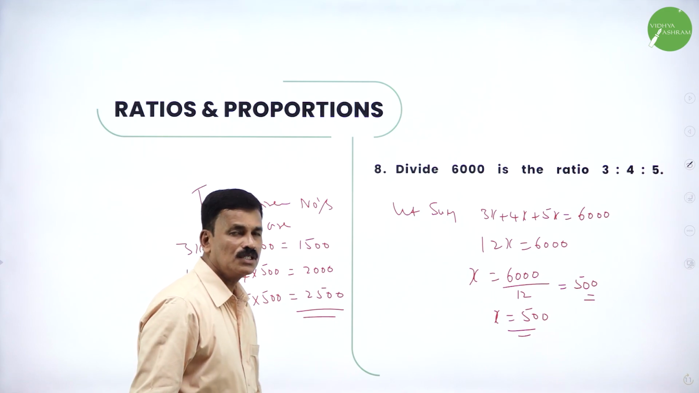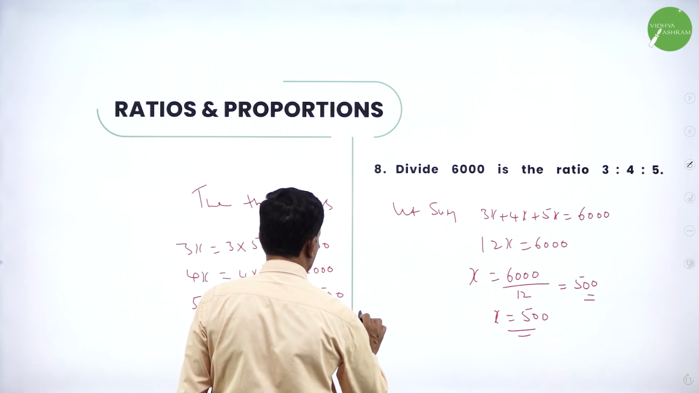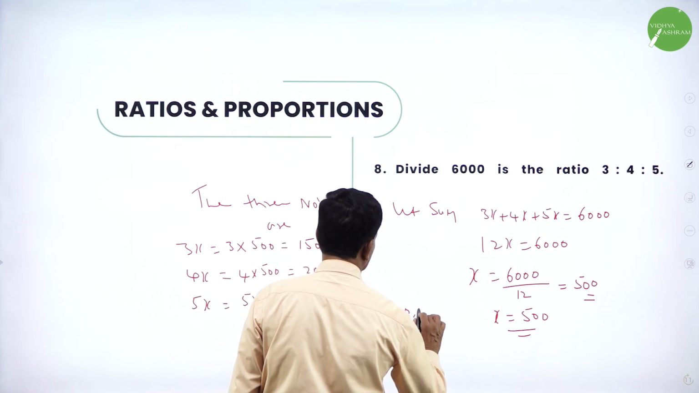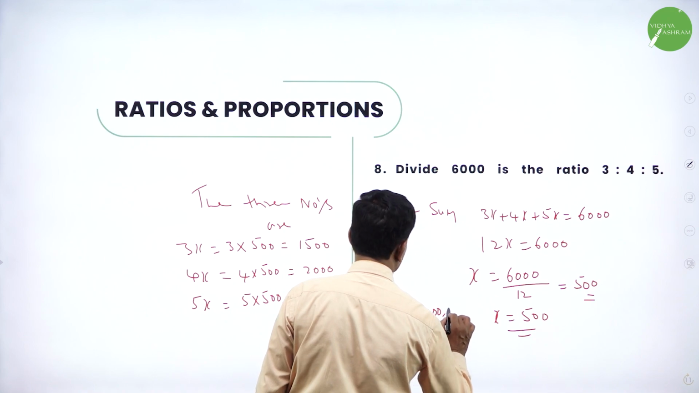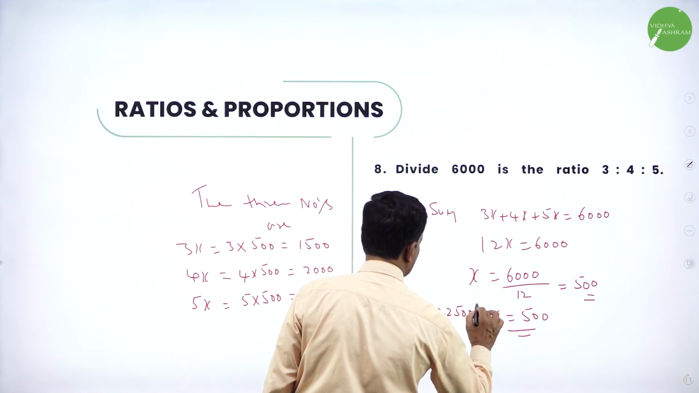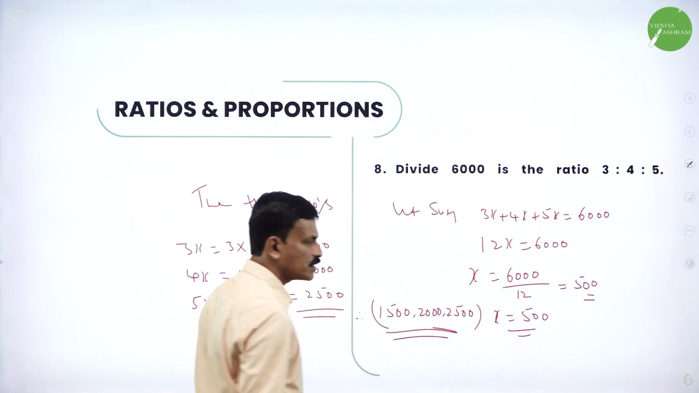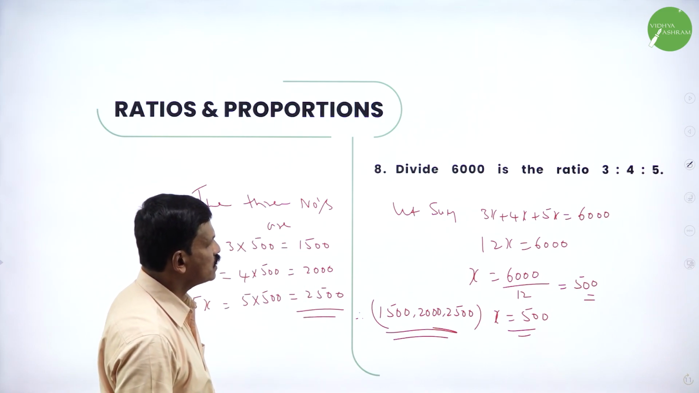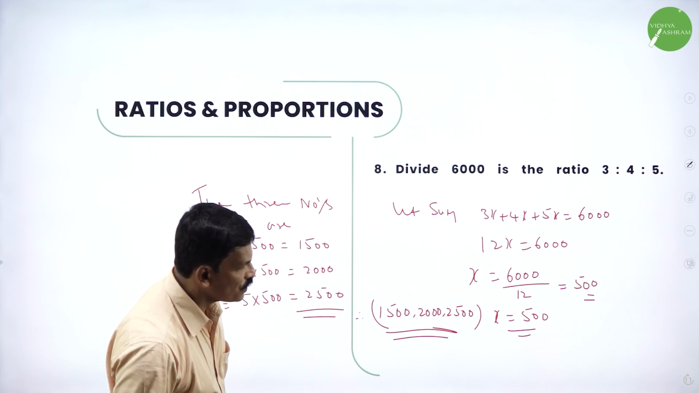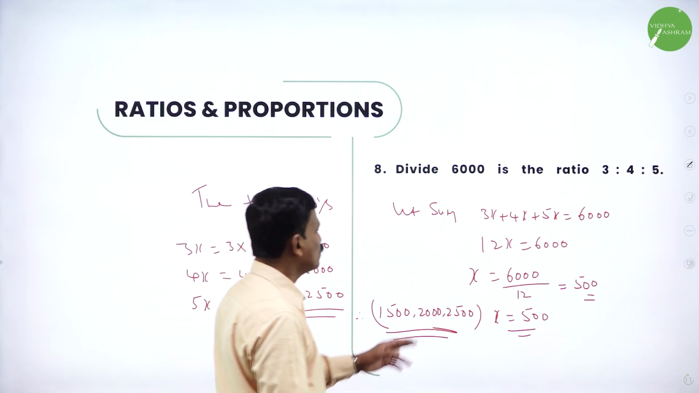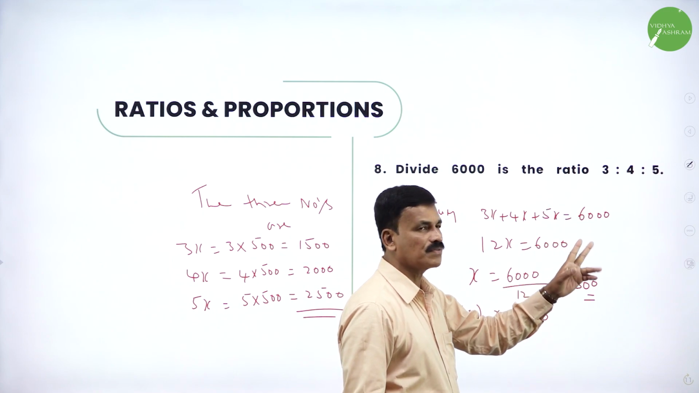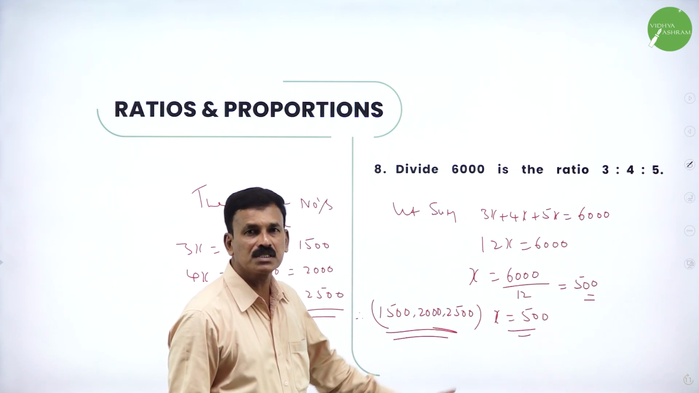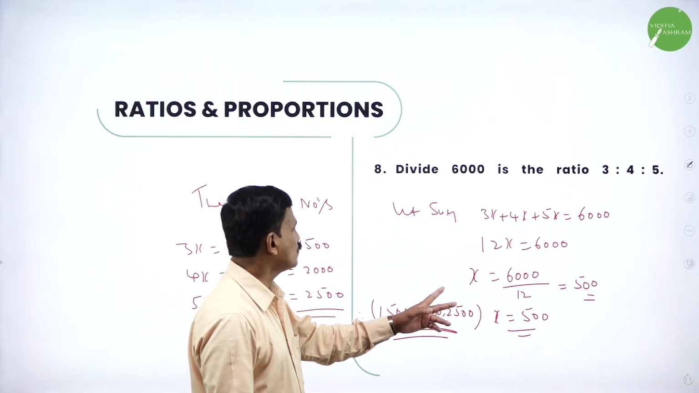That's it. Okay. So, the required answer is 1500, 2000, 2500. So, this is the required answer. That's it. Okay. Very simple problems here. Divide 6000 in the ratio 3 is to 4 is to 5. Let the sum of the numbers be 3x plus 4x plus 5x is equal to 6000. 12x is equal to 6000. Therefore, x is equal to 6000 by 12, which is 500.